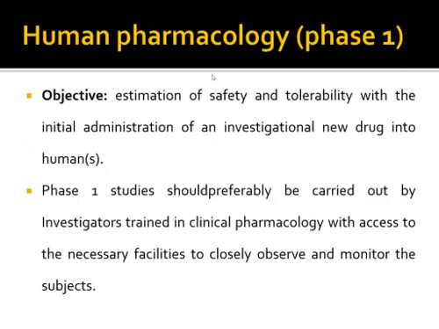Then human pharmacology, that is phase 1. The objective is estimation of safety and tolerability with the initial administration of an investigational new drug into humans. So, a phase 1 study should preferably be carried out by investigators trained in clinical pharmacology with access to the necessary facilities to closely observe and monitor the subjects.